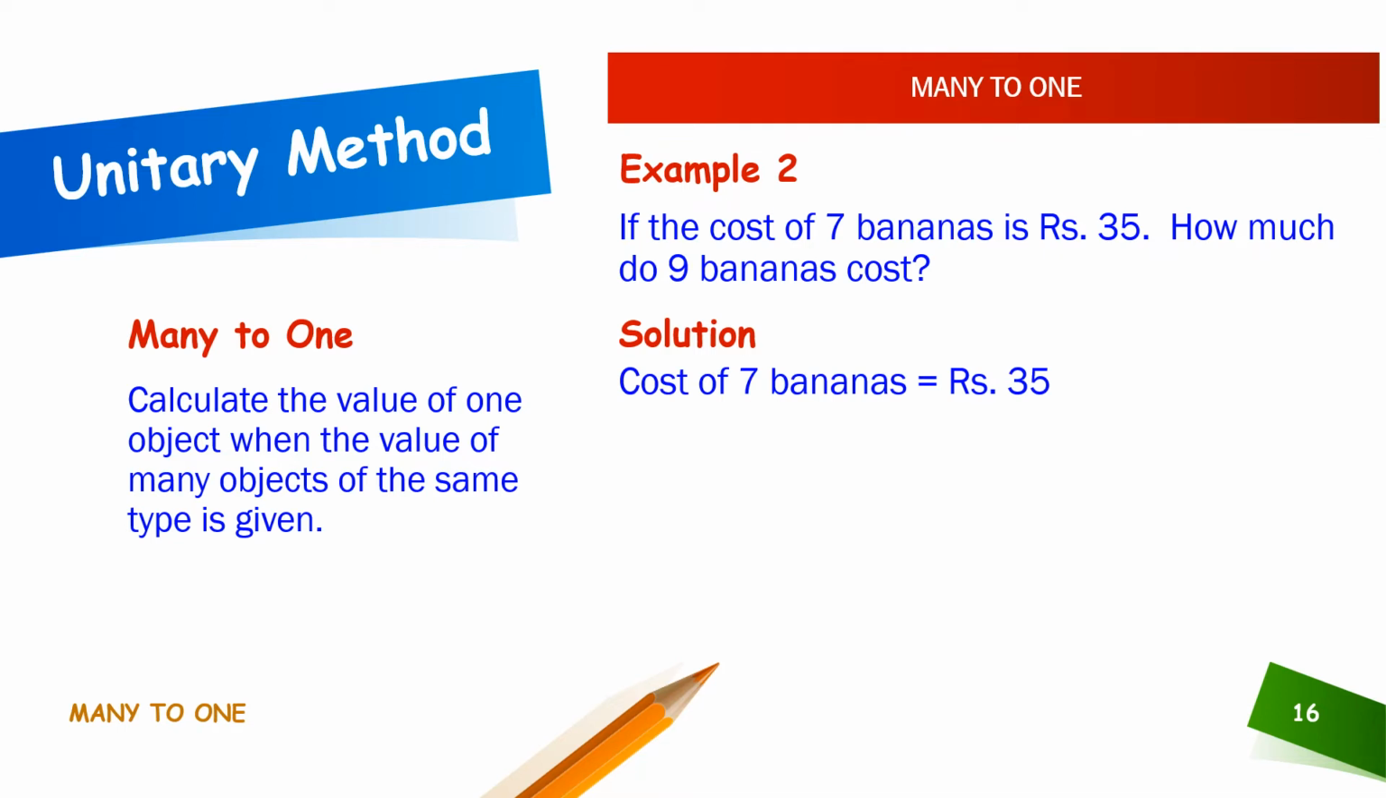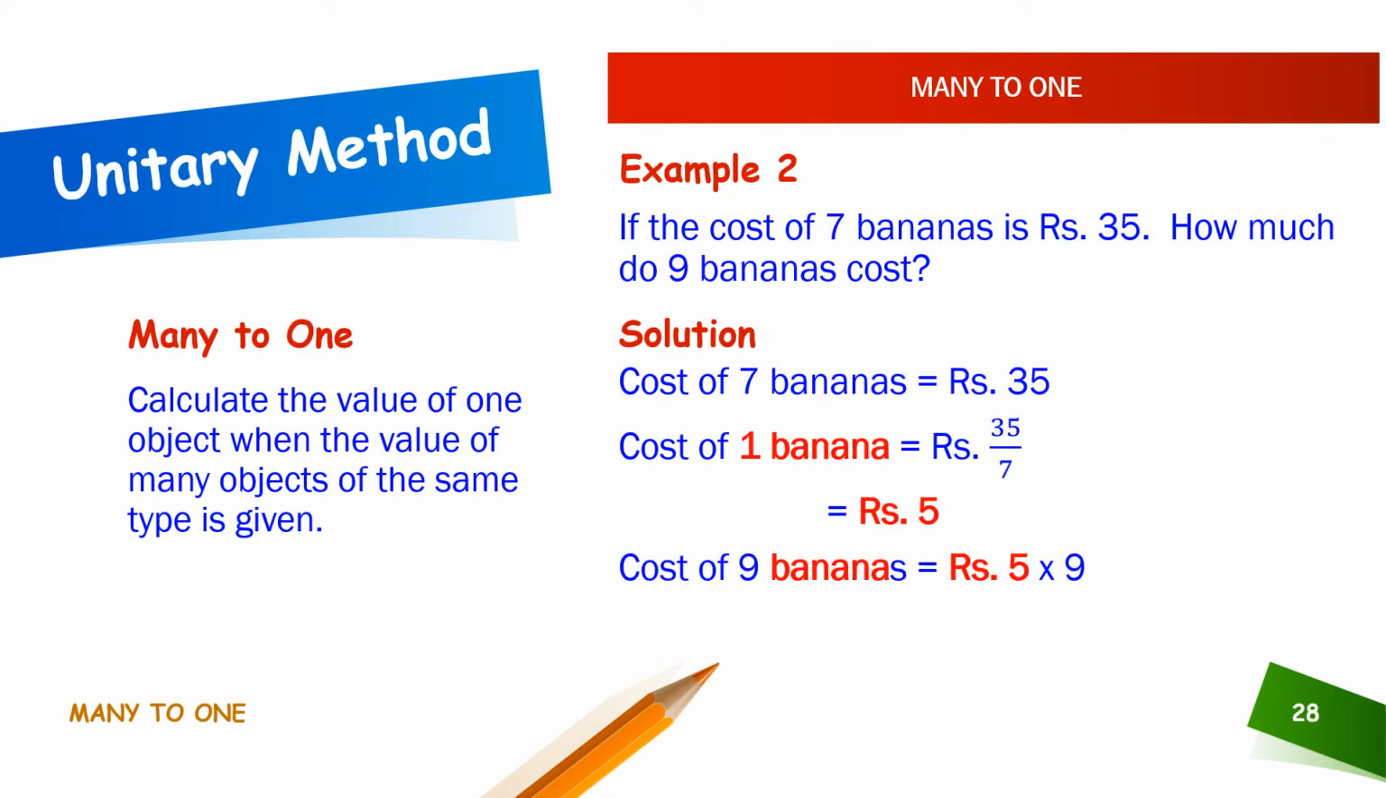We have that the cost of 7 bananas equals 35 rupees. So in order to find the cost of one banana, we divide both sides by 7 to give one banana equals 35 divided by 7 rupees, which equals 5 rupees.